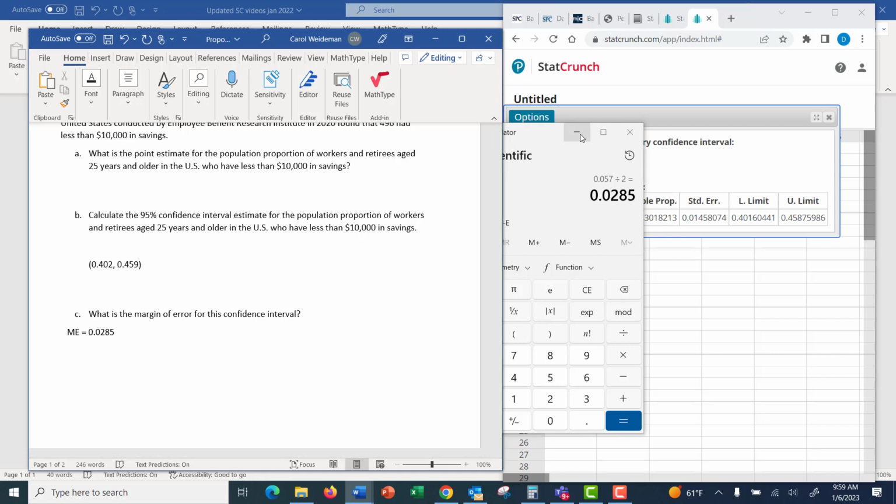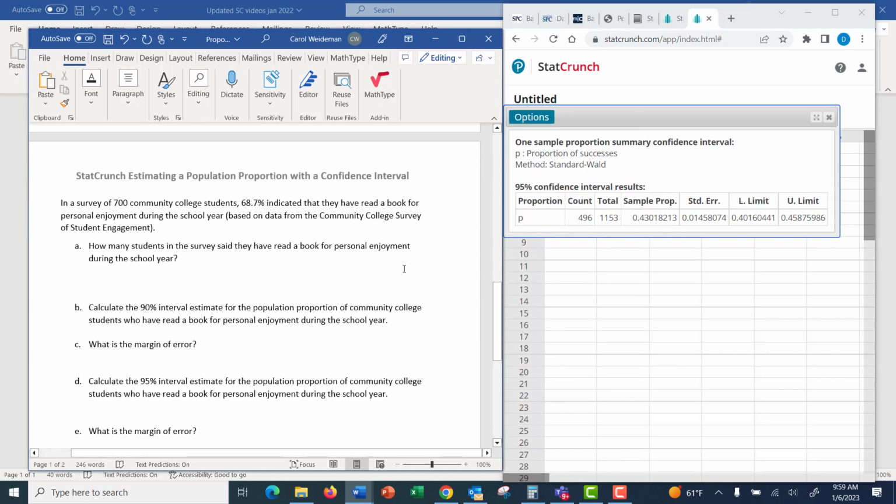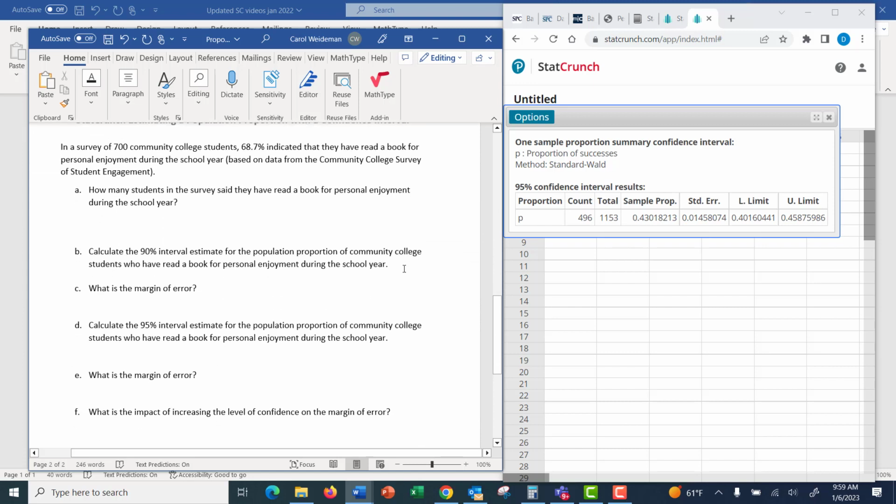All right, now let's do a similar problem, but the information is presented a little differently. This time we have a survey of 700 community college students, and instead of giving us the number of people who answered the question, they're giving us the percent. 68.7% in that survey said they had read a book for personal enjoyment during the school year, based on data from the Community College Survey of Student Engagement.